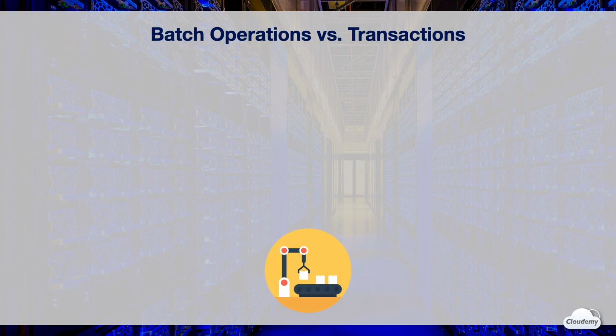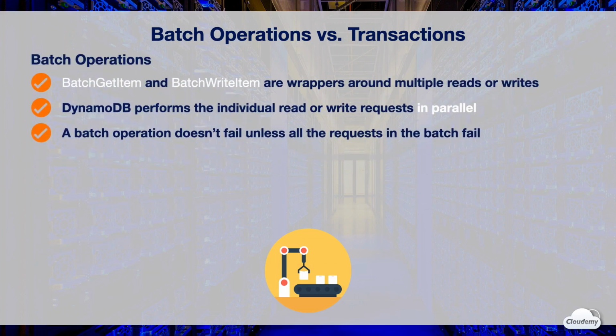Both batch operations and transactions let you group multiple actions. However, there are some key differences. Batch operations allow you to read or write multiple items with a single bulk operation. BatchGetItem and BatchWriteItem are simple wrappers of multiple read or write requests. DynamoDB performs individual reads or writes in parallel. A batch operation doesn't fail, unless all the requests fail. Each read or write is an independent request. If one read or write fails, other requests within a batch operation are not affected.